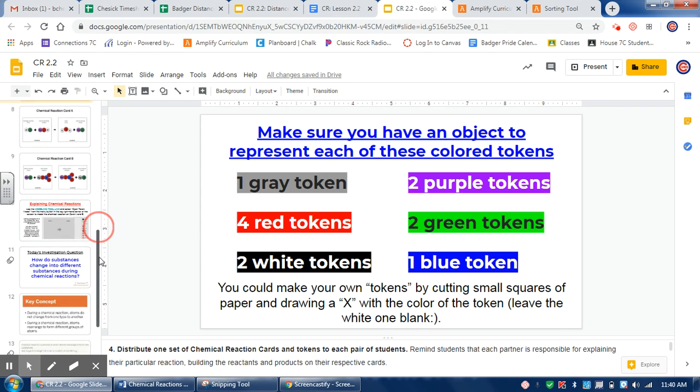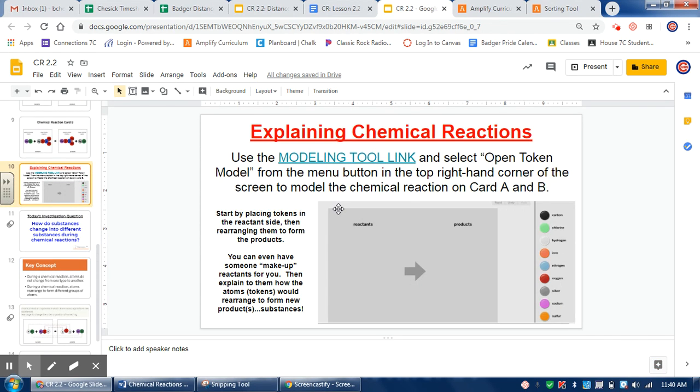Okay, so what I also did for you, and this is in the slideshow, I have a modeling tool link for you that you can click on, and you can use the tokens kind of like I did. So you can see that you've got all kinds of different colored tokens that you would just start by dragging these in to make your reactants. If this is easier for you to do, I'm fine with you doing it this way also. It might make more sense for you to do it this way.